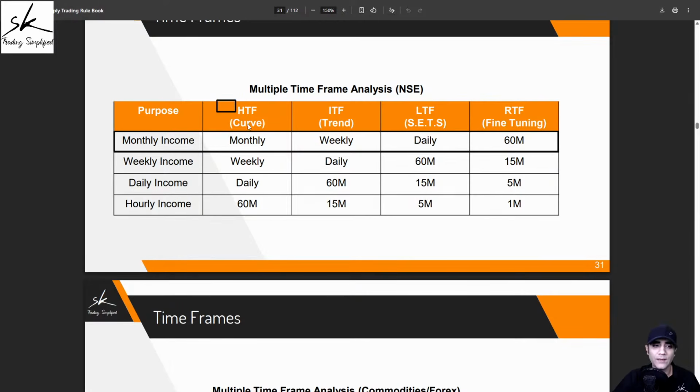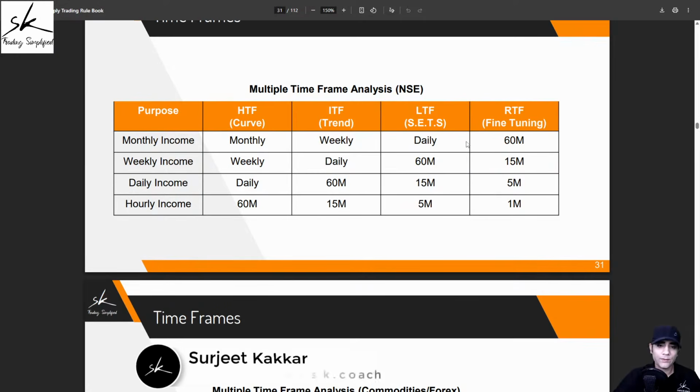Monthly is the higher time frame, which is used for curve analysis. Weekly is the intermediate, used for trend analysis. Lower time frame is daily. That is where we get our SCTS from. SCTS stands for stop loss, entry, target, and size. And in case we need to use the refining time frame, then my refining time frame will be the 60 minutes chart, which can be used for multiple purposes like fine-tuning the zone, type 2, type 3 entries, or in case we need to apply some additional rules, that is also where this time frame can help us.